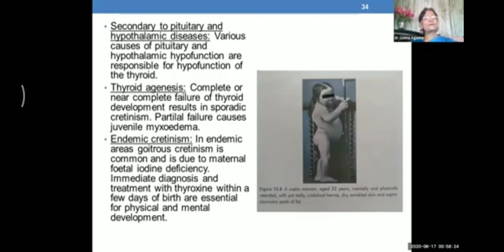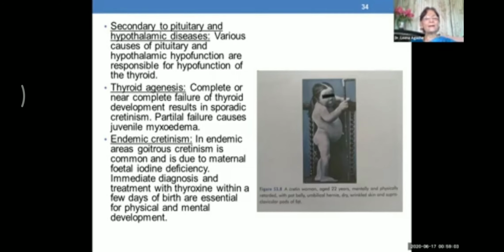Then another cause is secondary to pituitary and hypothalamic diseases. There are various causes of pituitary and hypothalamic hypofunction which are responsible for hypofunction of the thyroid in turn. Thyroid agenesis: complete or near complete failure of thyroid development results in sporadic cretinism. So that is seen in those individuals where there is a failure of thyroid development. Partial failure causes juvenile myxedema.